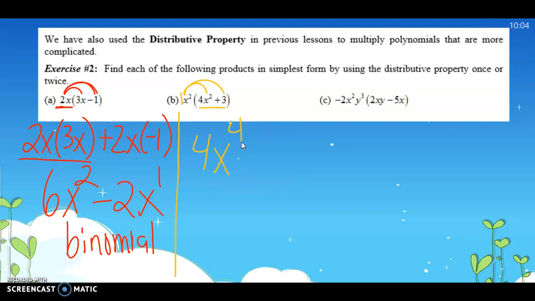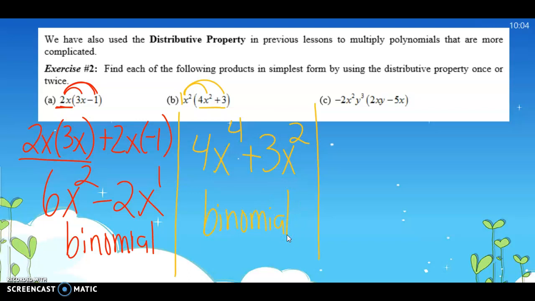A lot of 4's there. And then we do it again. The x squared goes to the 3. Now there's no x here. There is 1 times 3. For 3, that stays the same. X squared goes along for the ride. And voila, we have 4x to the fourth plus 3x to the second. Same variable, different exponents, so a binomial.